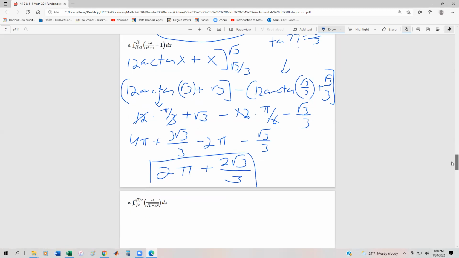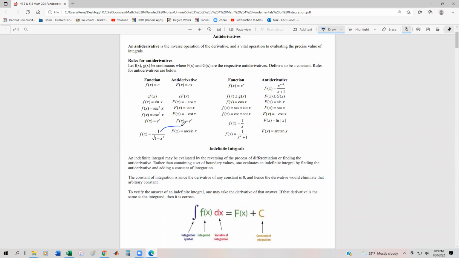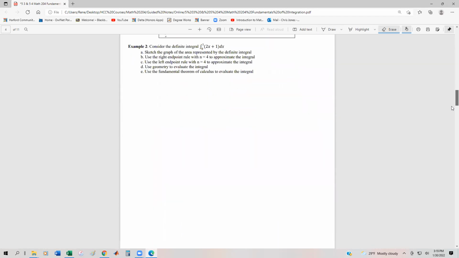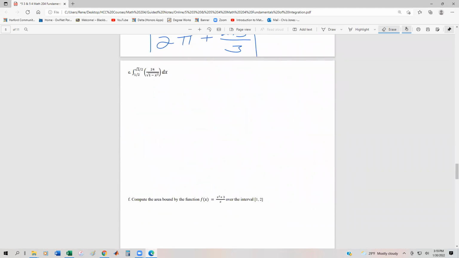One last example, and again, we're going to use an inverse trigonometric function for this. We have the integral from 1/2 to root 2 over 2 of 24 over the square root of 1 minus x squared. We're going to go all the way back up to the top, and we know that this is going to be the arc sine function. Since we have 24 of those, we're just going to multiply and get 24 arc sines. So this one's not so bad. This is going to be 24 arc sine of x from 1/2 to root 2 over 2.